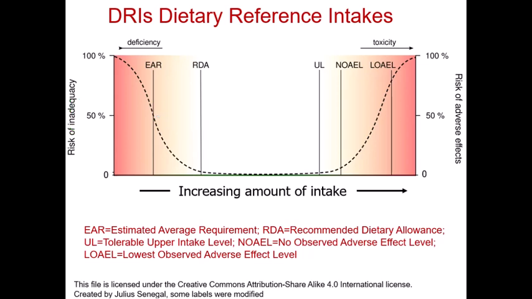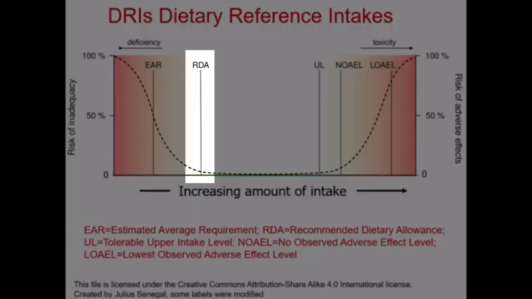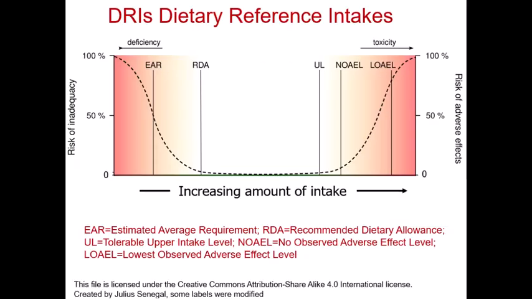In public health, recommendations are usually made for most of the population. So, that EAR is used to calculate the amount needed for 97% of the population. This value is probably familiar to you. It's called the RDA, the Recommended Dietary Allowance.